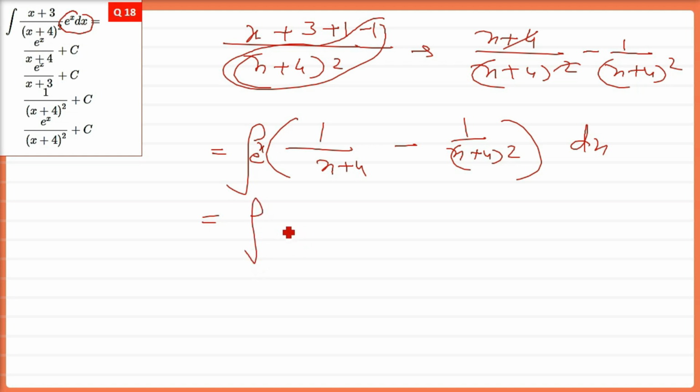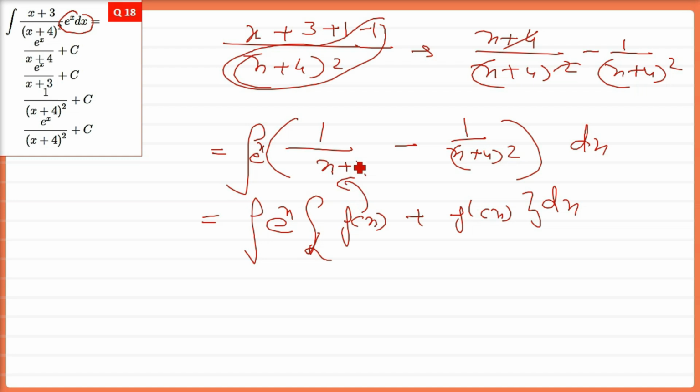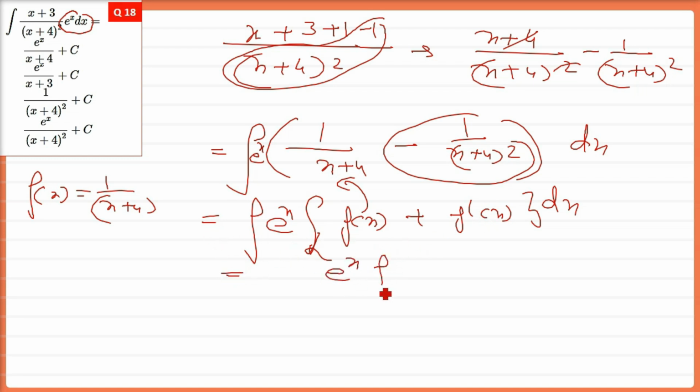Now if we match it with the direct result, which is e^x, inside that we have f(x) added with f'(x). That is, the second term inside e^x should be the differentiation of the first term. So if the first term, which is 1/(x+4), we differentiate it and we get negative 1/(x+4)², then we are quite sure that e^x f(x) is the correct answer. So whatever f(x) you take, just multiply it with e^x and that will be the answer.